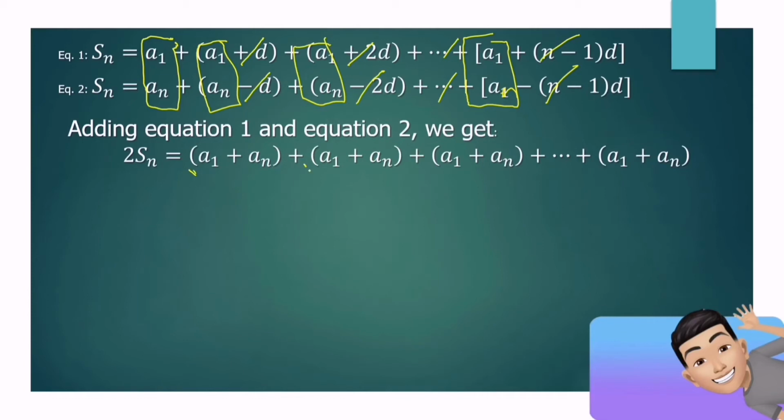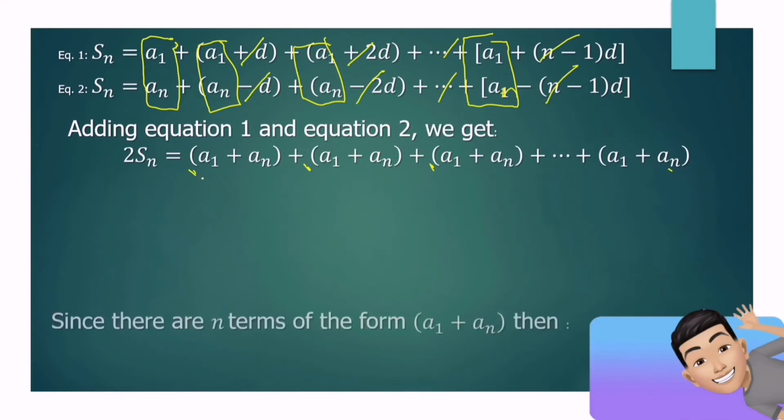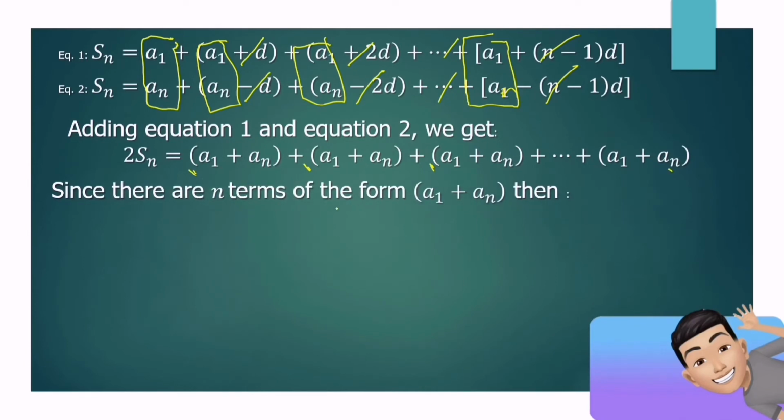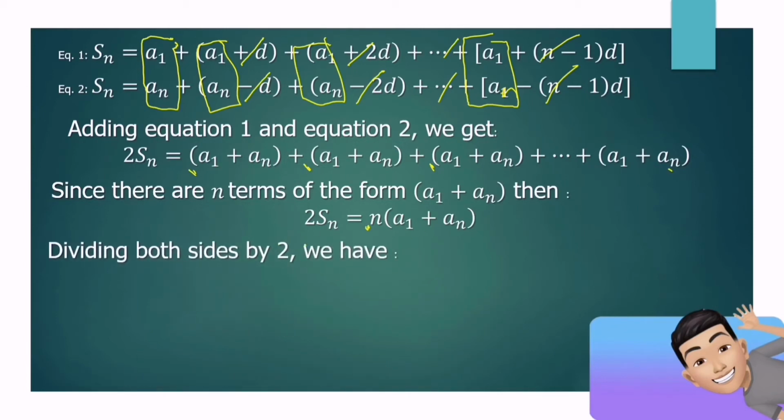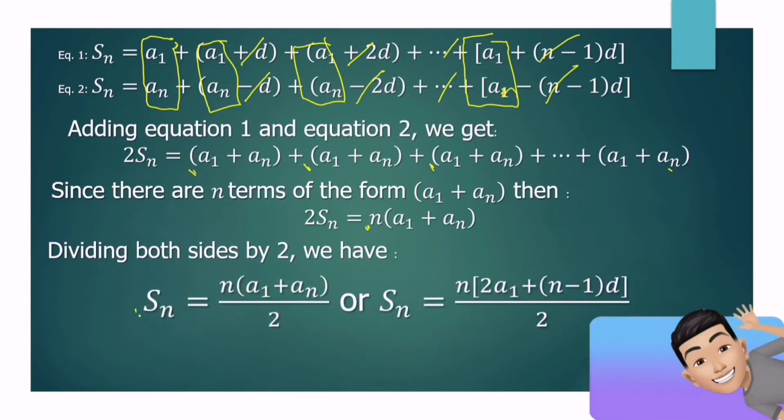And, siyempre, mauulit yun. How many times? Depende sa kung ano yung n terms natin, or value ng n dun sa n terms. Okay, so, since there are n terms of the form a sub 1 plus a sub n, then, we can write that as n times the sum of a sub 1 and a sub n, and dividing both sides by 2, we have now, so ito kasi yung concern natin, ma-isolate lang din natin ulit si S sub n, and ito yung formula na generate through those equations.